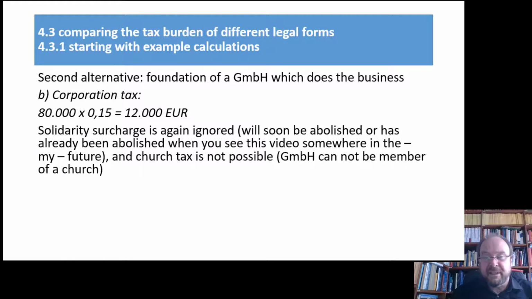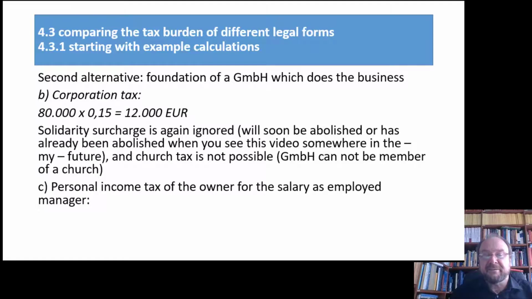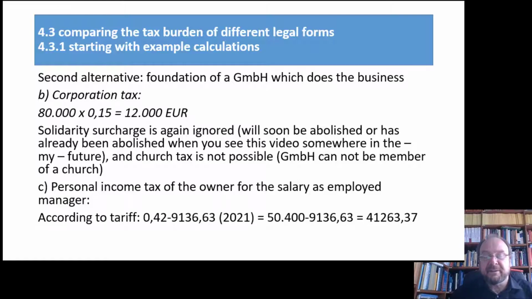Solidarity surcharge, again, we do as if it had been abolished. A GmbH can also not be a member of a church. Only natural persons can have a religion, so that's also out of consideration. And then we necessarily still need the personal income tax of the owner on the salary. Otherwise, our computation would not be perfect, because naturally this money does not leave the GmbH untaxed. It will be taxed in the hands of the owner, so we have to take that into account.